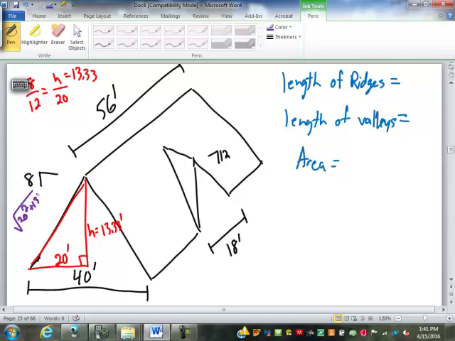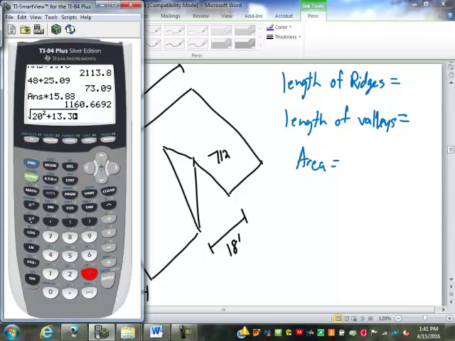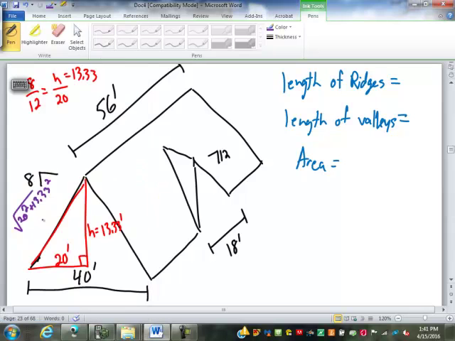Now then, to find the length of the slope, it will be the square root of 20 squared plus 13.33 squared, which will give us 24.04 feet. So that means this is 24.04 feet on this side as well. Now we've already got a considerable amount of our area done here. I'm going to take 24.04 times 56 times 2.